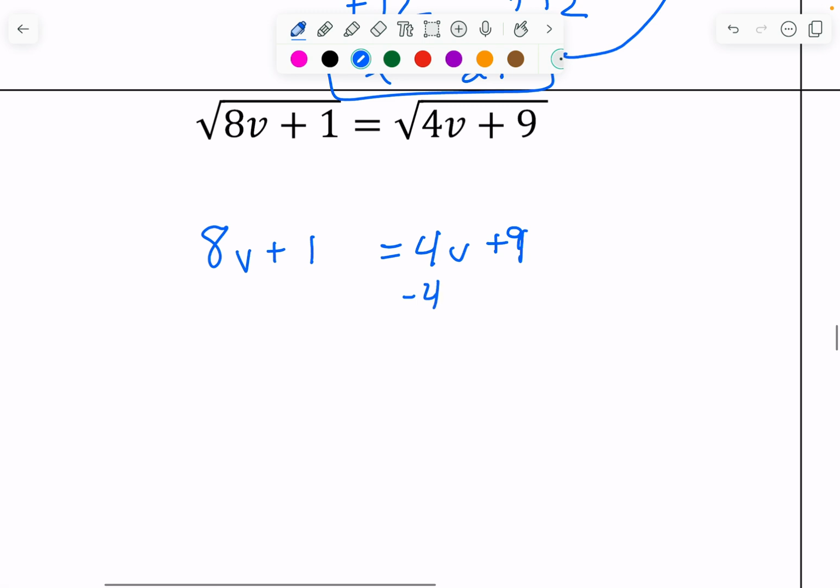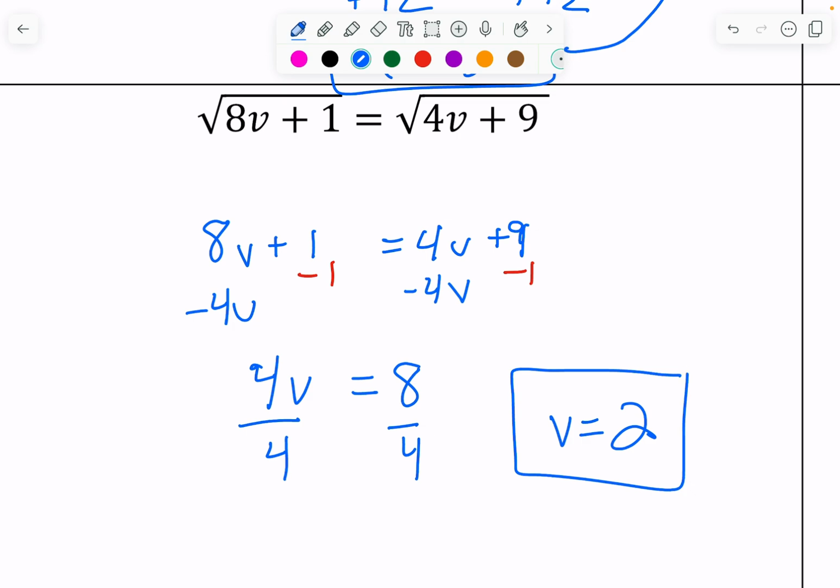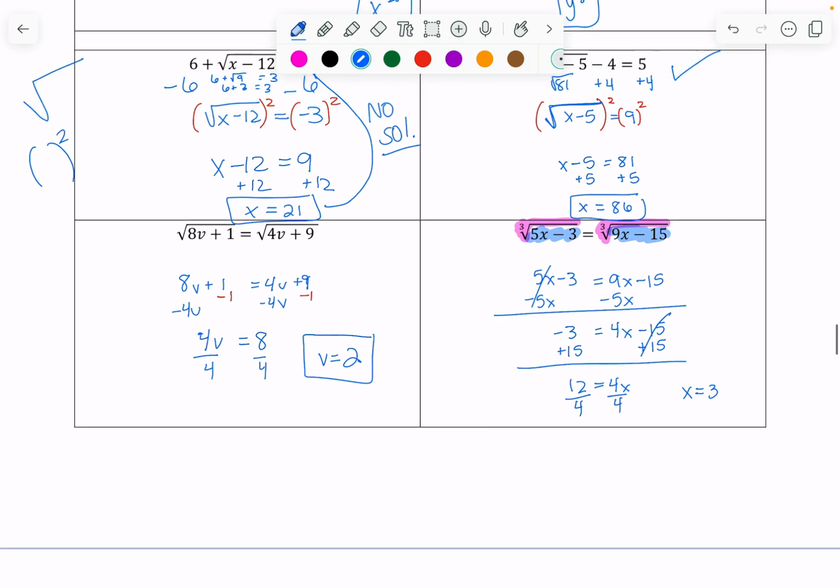We're going to minus 4v, minus 4v. 4v equals, and we're going to minus 1, equals 8. Divide by 4, and v equals 2. Okay, that's our last part of that chapter.